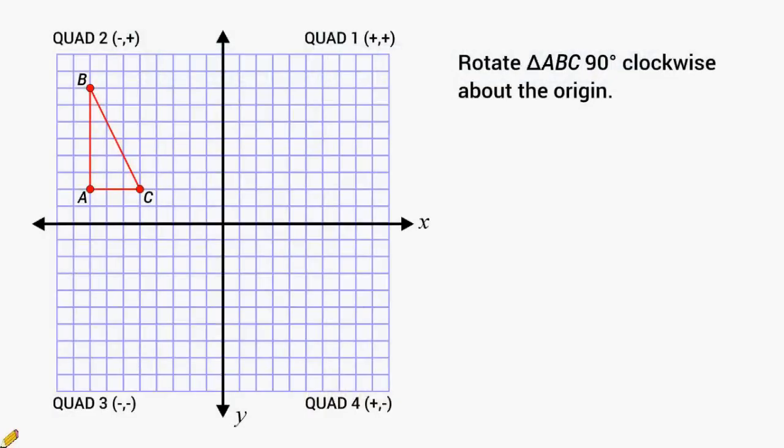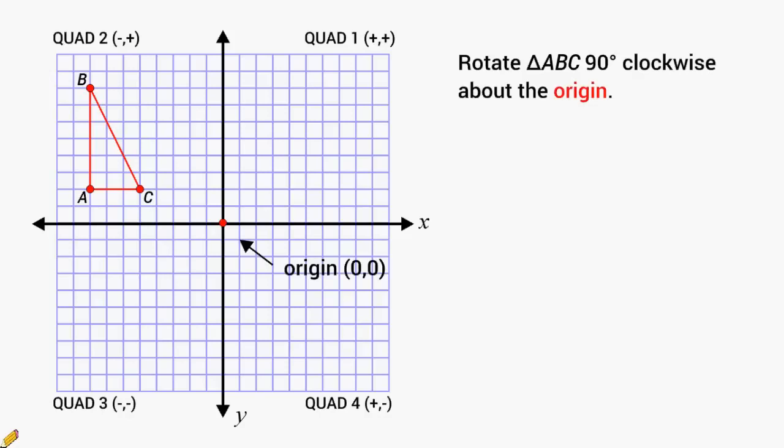Hey, this is Mr. Masonette, and what we're going to do in this tutorial is practice rotating objects 90 degrees clockwise around the origin, as well as 90 degrees counterclockwise around the origin. So what we're going to do first is rotate triangle ABC 90 degrees clockwise around the origin.